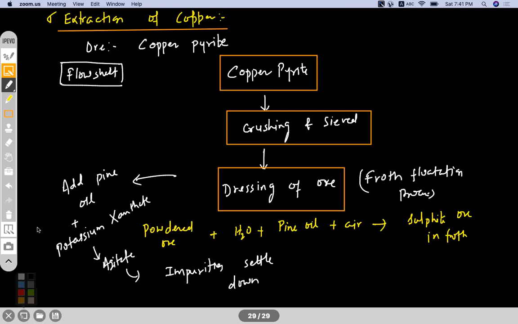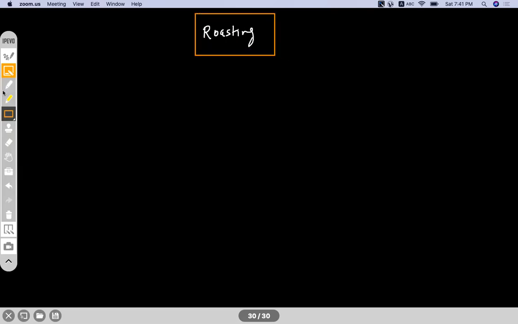Yeah. So next step is what? After this, we have roasting. We know roasting will be done how? In presence of air or in absence of air? Presence. In presence of air. So next step is roasting. So roasting, what we do into this one? The concentrated ore are strongly heated in presence of air.